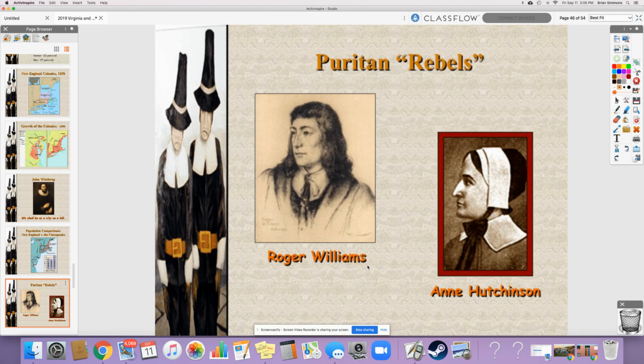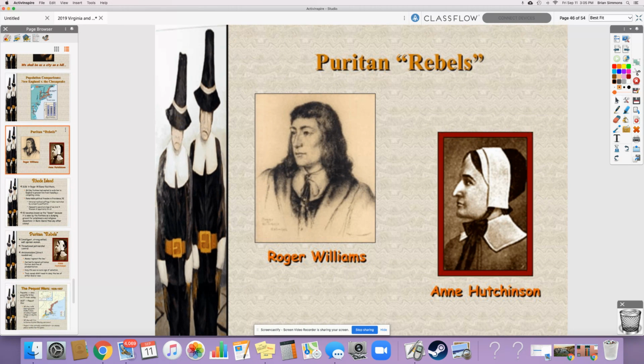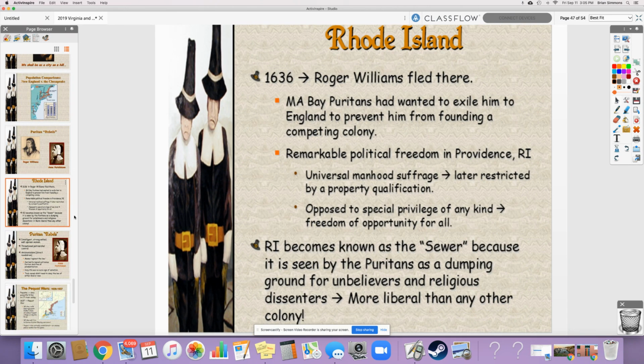Anne Hutchinson is another dissenter. She had a different interpretation of how you got into heaven, and she had a large following of people who agreed with her. Because she was seen as a threat by the leading people within Massachusetts, she is also kicked out of Massachusetts, and she takes her followers to Rhode Island.